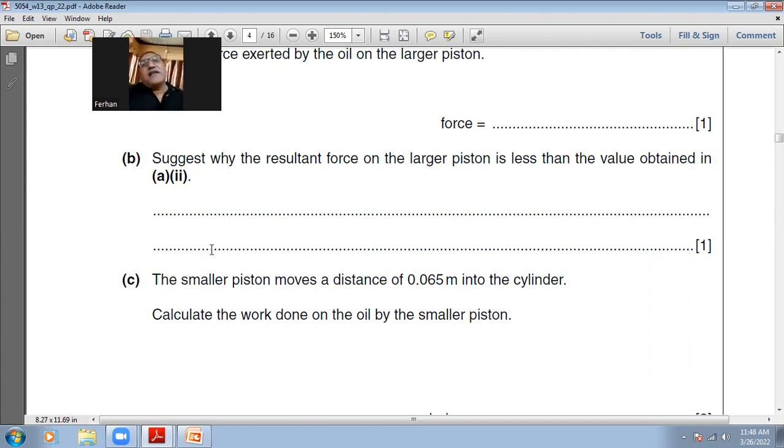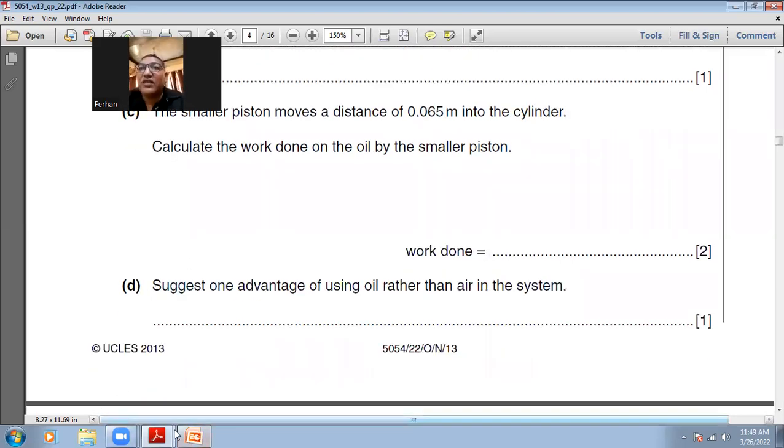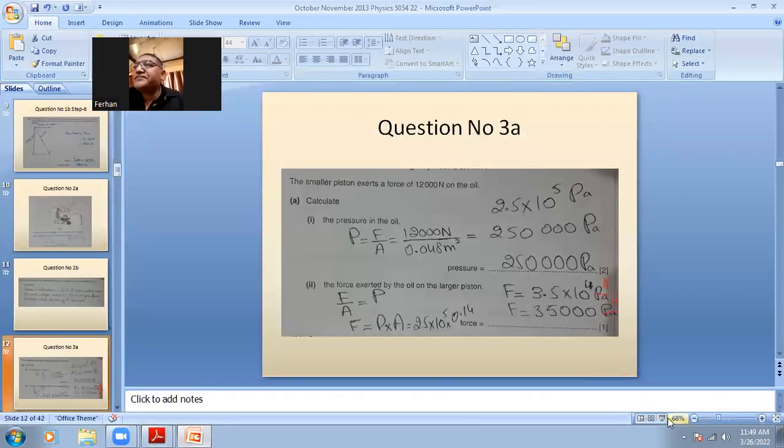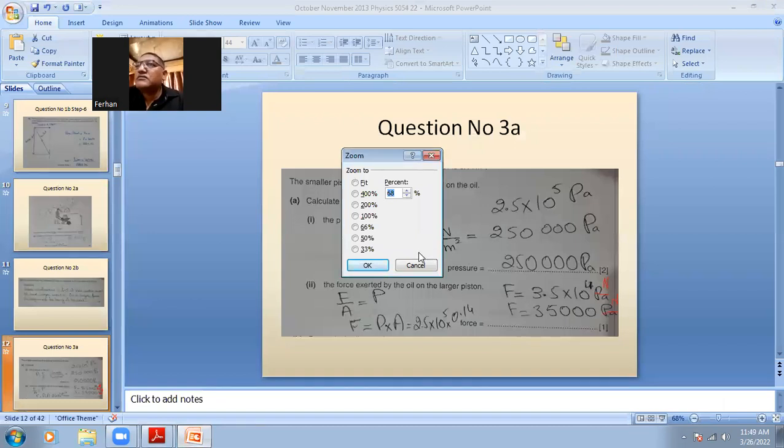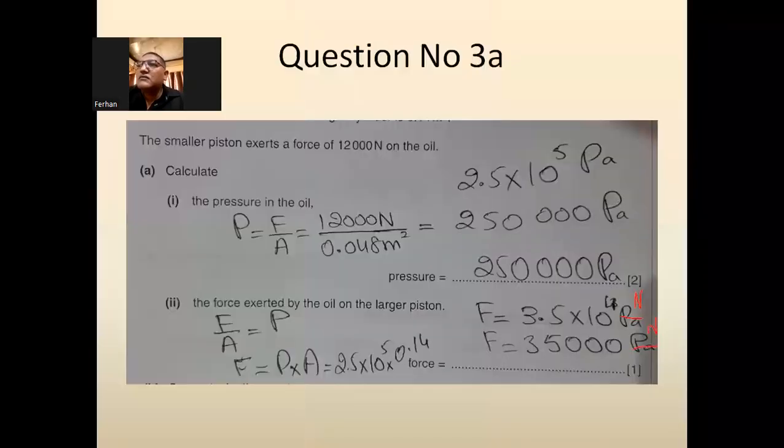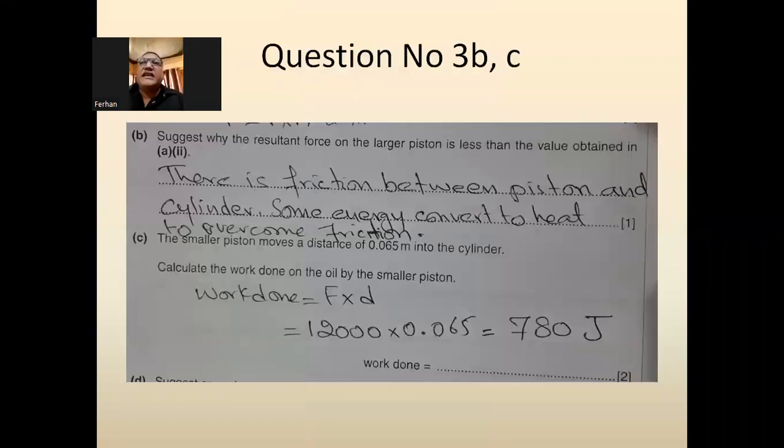And in the same way, if there is friction between the smaller piston and the smaller cylinder, then the force you exerted on the smaller piston will not all be used to create the pressure. Some of it will be used to overcome the friction between the smaller piston and the smaller cylinder. So let me show you my answer. Here we go. There is friction between the piston and cylinder. Some energy converts to heat to overcome the friction.